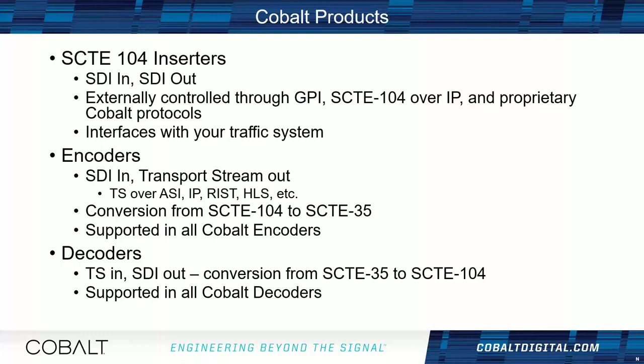So we have SCTE 104 inserters that are SDI in and SDI out. We have encoders, which is SDI in and transport stream out. And something new, in the encoder, we now can put that on HLS as well. And we convert 104 to 35. So this is supported in all Cobalt encoders, but in the newer encoder, we can do that on HLS. In the decoders, you do that for monitoring, TS in, SDI out, and we put the SCTE 104 back into the SDI signal, supported in all Cobalt decoders.